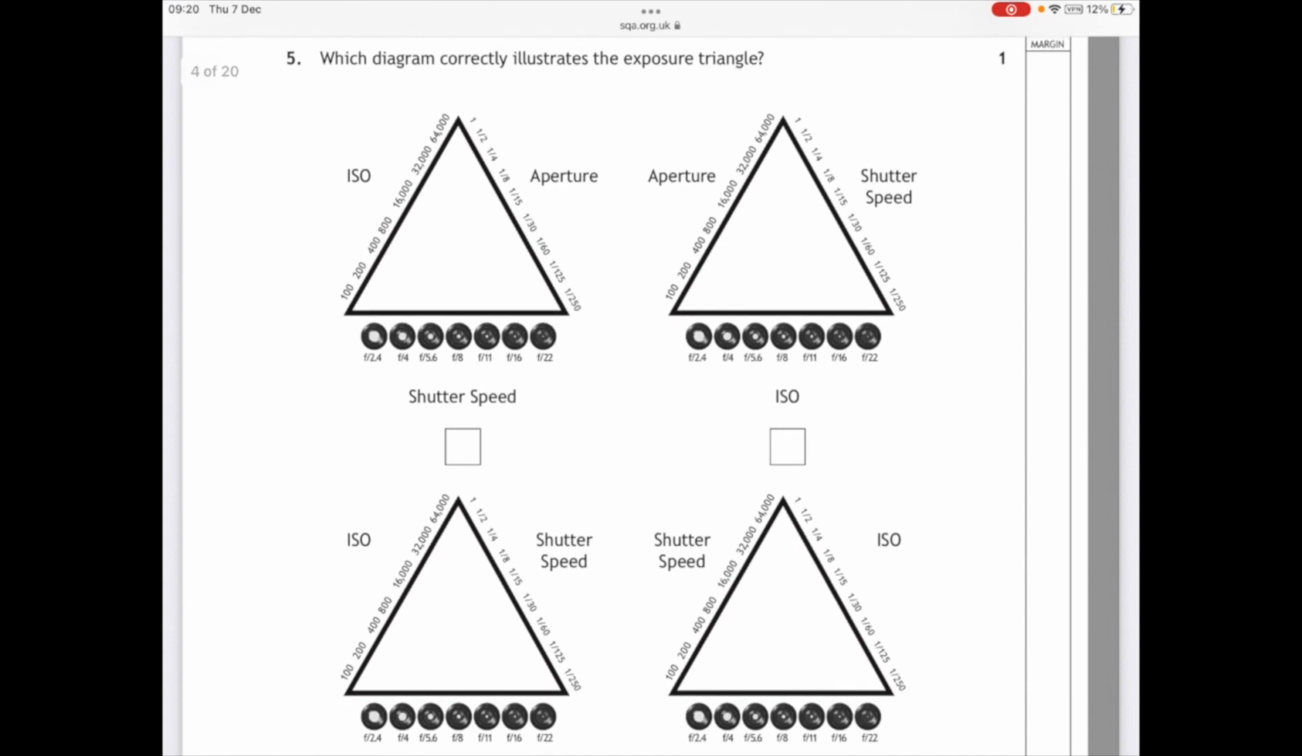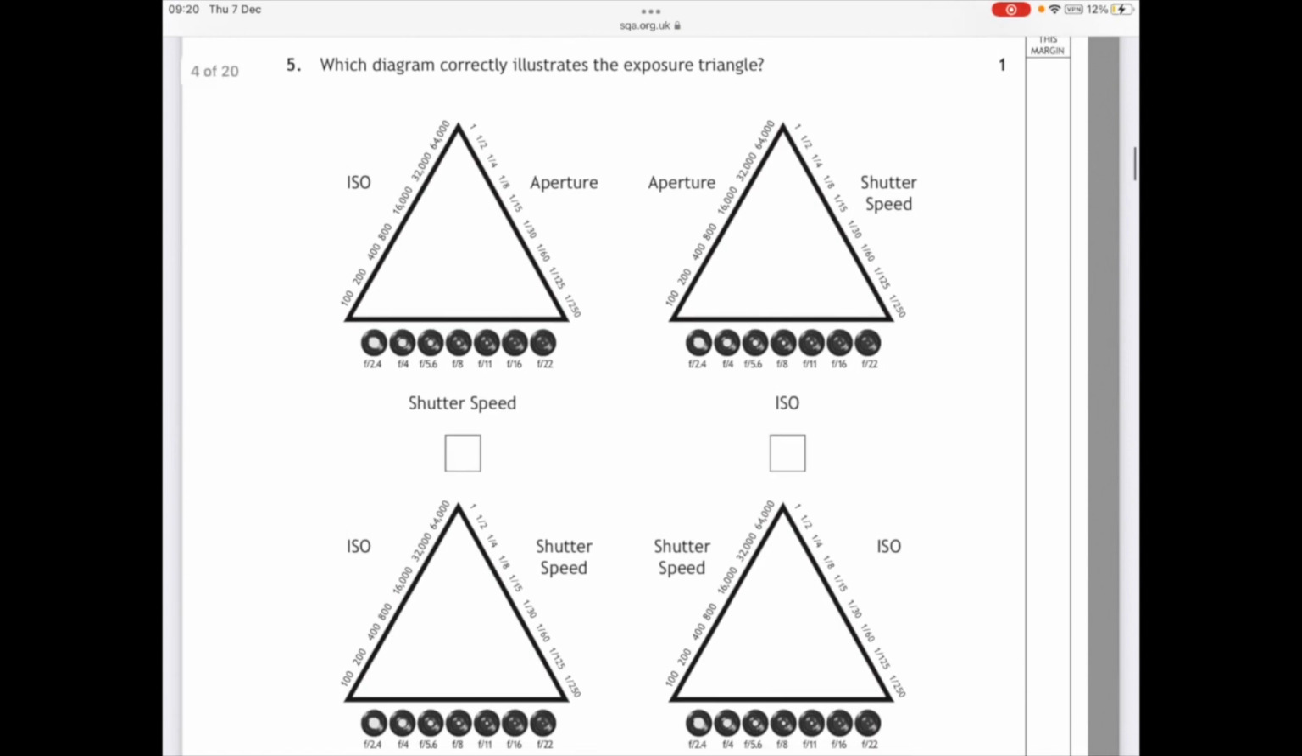The next one is an interesting question when this came up. I was surprised that this one was in the exam, but I think it's a very good question to have. Which diagram illustrates the exposure triangle? I think it's quite a good question because it's a fundamental thing that you should know about. You should know what apertures are, what shutter speeds are, and what ISO numbers are. But if you can try and do that one just now.